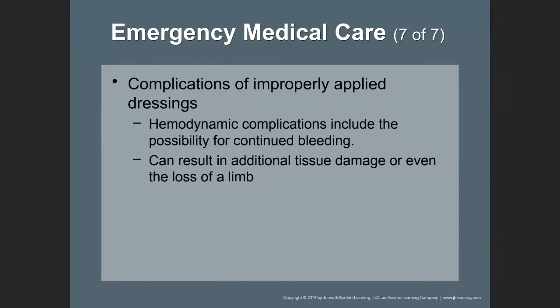Complications of improperly applied dressings. Hemodynamic complications include the possibility for continued bleeding. So if it's not properly applied, bleeding may still occur. It can result in additional tissue damage or even loss of a limb. If it's too tight, it can have a tourniquet effect on the area, and that can damage nerves and blood vessels long term.